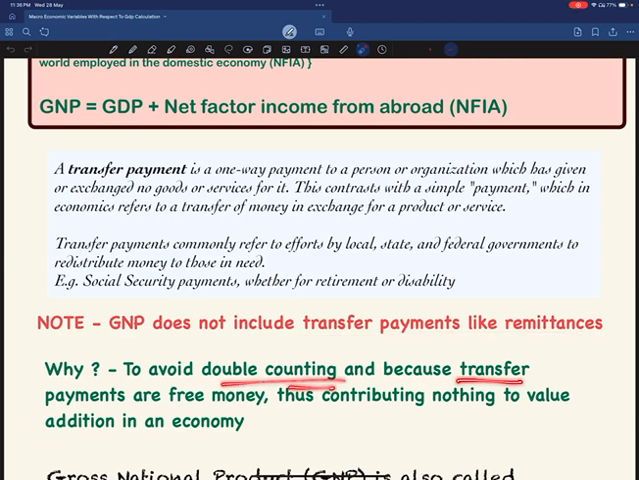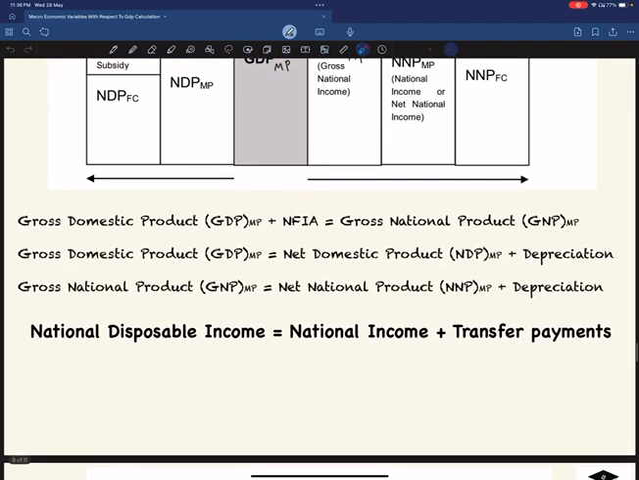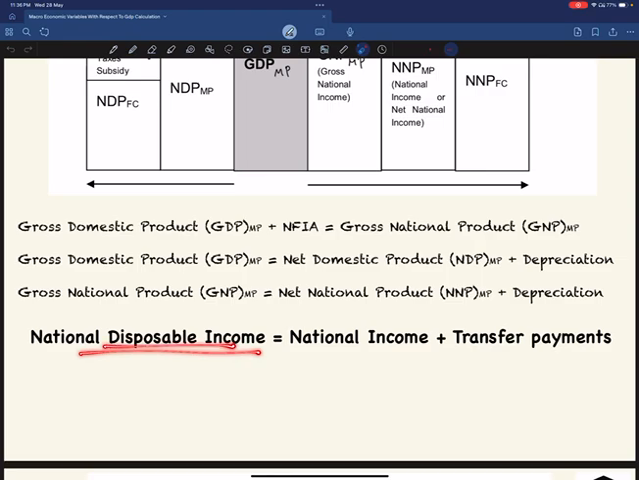Again, transfer payments are free money and they do not lead to any value addition. They are not the result of any value addition. As we have seen, the GDP by the production method is equal to the GDP by the income method. Here, transfer money is free money, and we are not doing any value addition. So GNP and GDP do not include transfer payments. But in the disposable income, transfer payments are added.